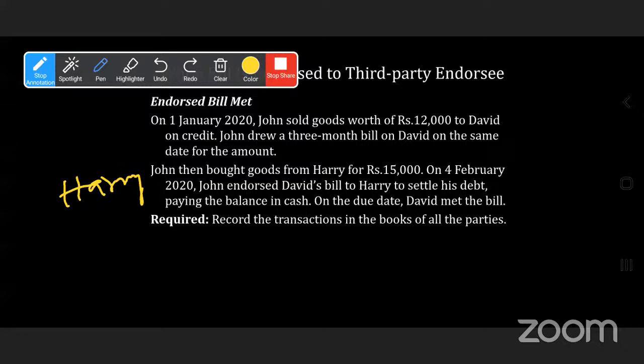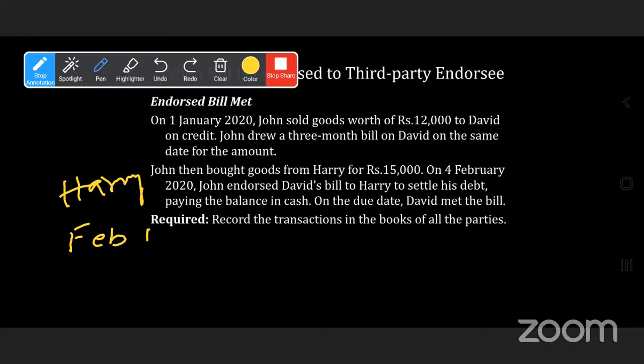Now, on February 1st, you have to assume that the transaction was done on February 1st: John bought goods from Harry for rupees 15,000. So you have to assume the transaction might have been done on February 1st. Now write the journal entry.